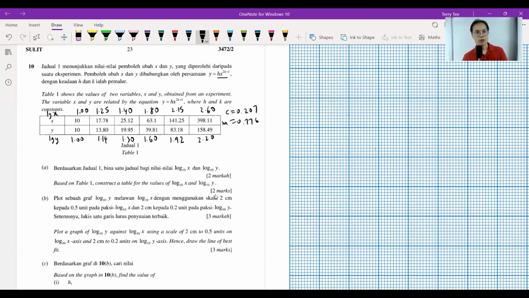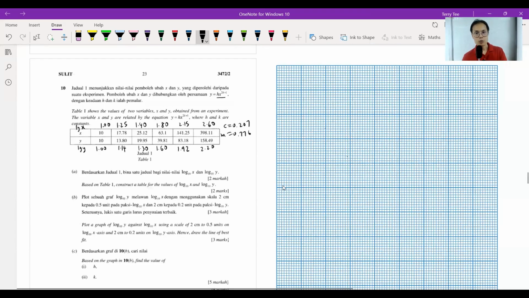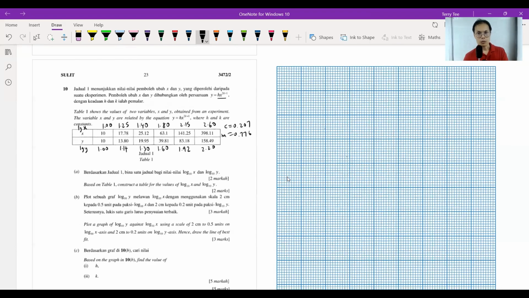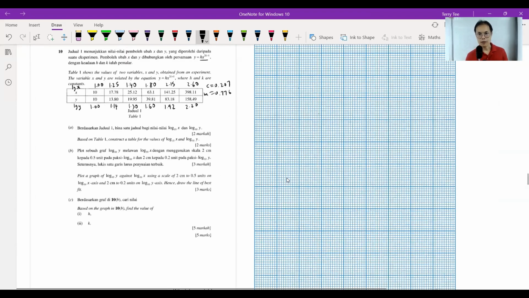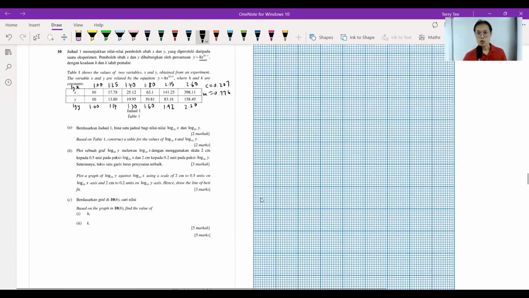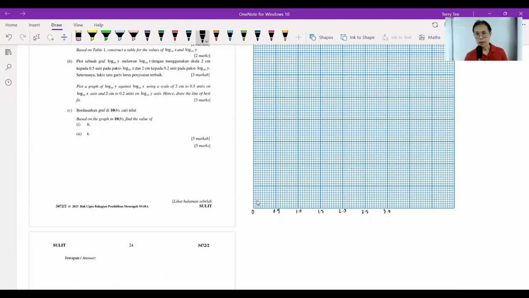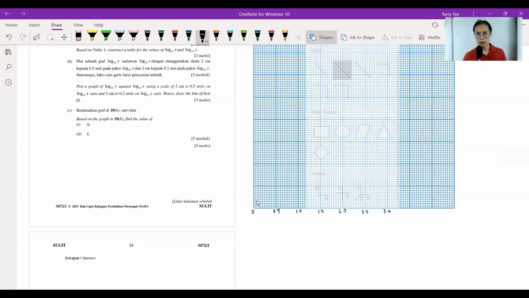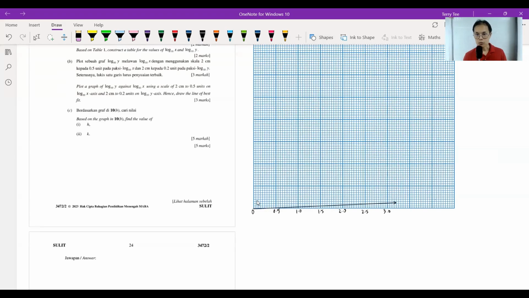Okay, plot graph log 10 y melawan log 10 x, using 2 cm to 0.5 and 2 cm to 0.2. Okay, 2 cm to 0.5. I'm going to put here 0, 0.5, 1.0, 1.5, 2.0, 2.5, 3.0. Take note that the largest value of x is 2.6, so I don't need to go bigger than that. I think up to here will do.